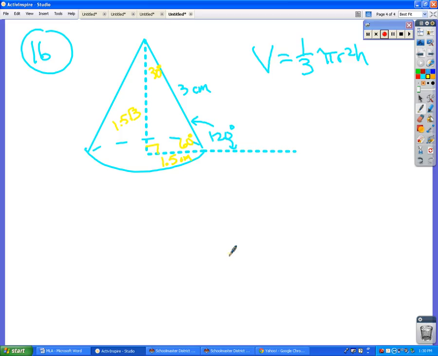So either way you do it, if you use the law of sines, or if you just use the straight up trig ratios, or if you remember your 30, 60, 90 triangle relationships, this is what you come up with for the radius, that's what you come up with for the height. So the volume is going to be 1/3 pi times 1.5 squared times 1.5 root 3, which should come out to be approximately 6 cubic centimeters. Okay?